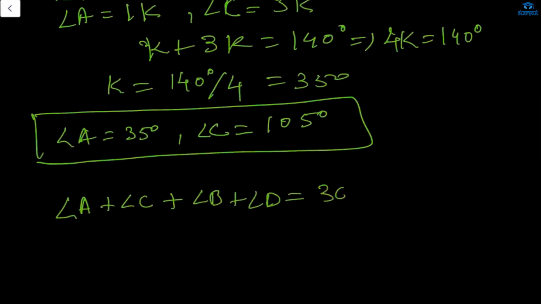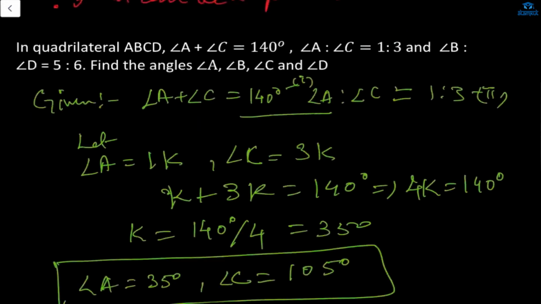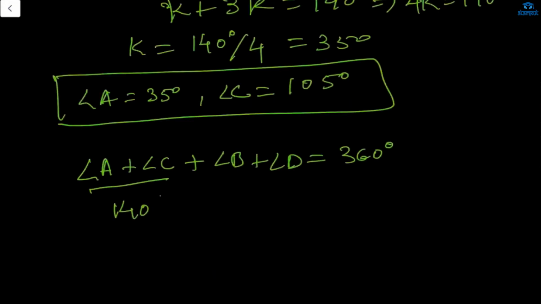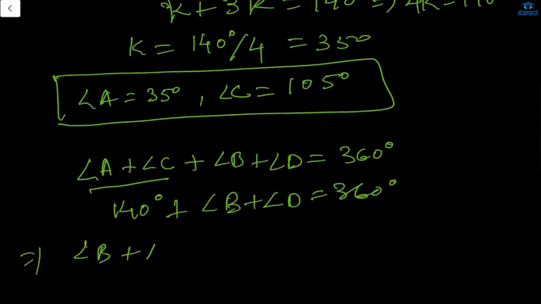Angle A plus angle C is already given, that is 140 degrees. So angle A plus angle B plus angle C plus angle D is equal to 360 degrees, which implies that angle B plus angle D will be equal to 360 degrees minus 140, which will be equal to 220 degrees.